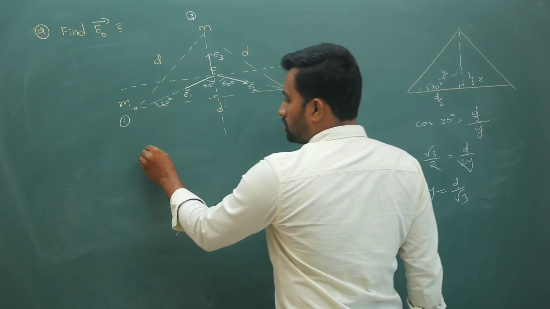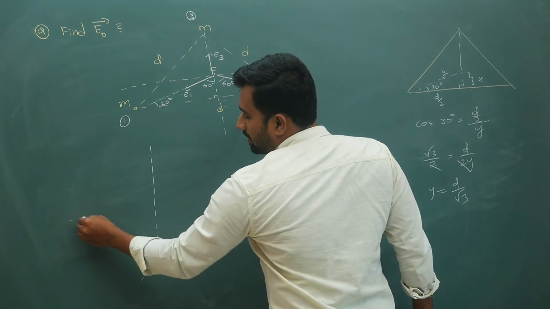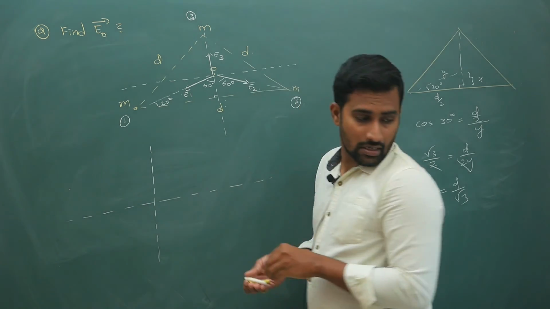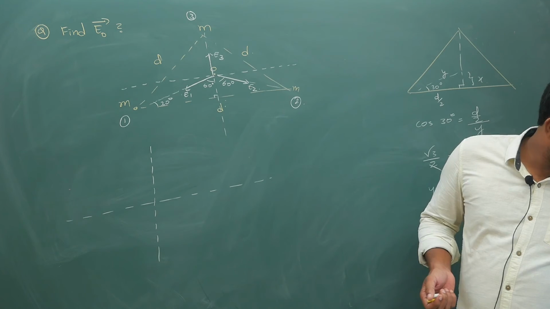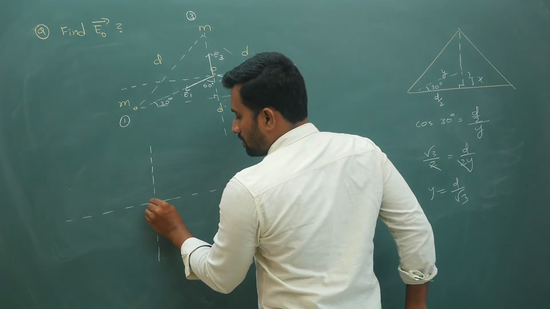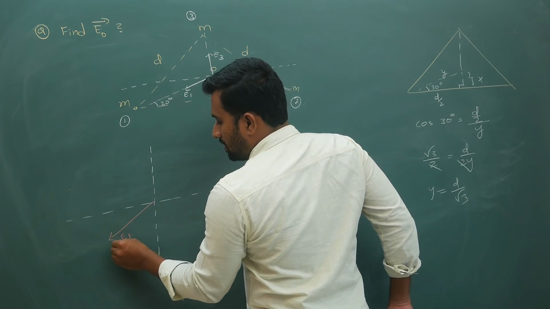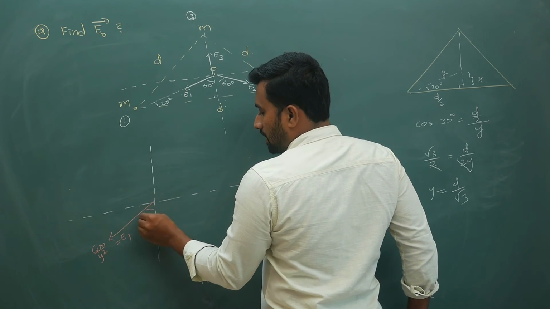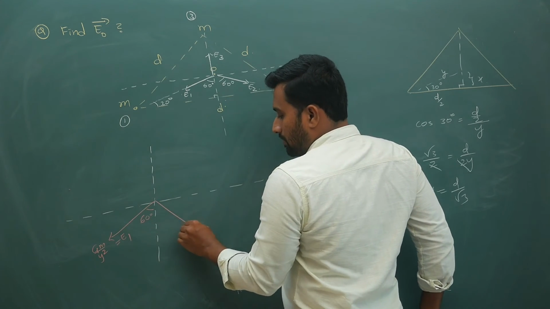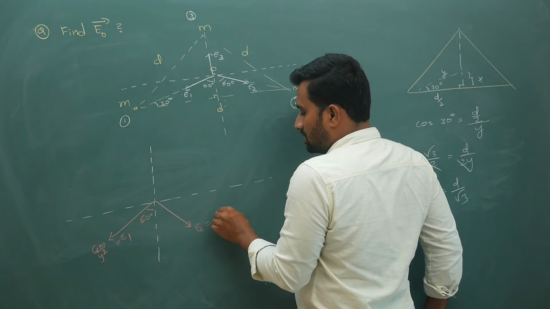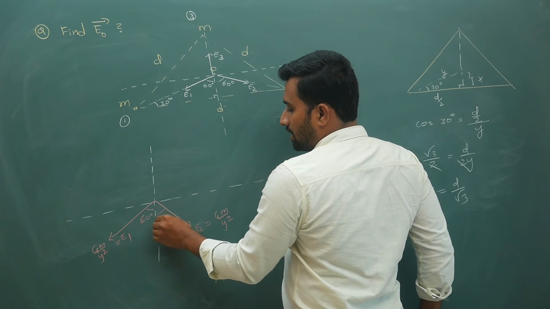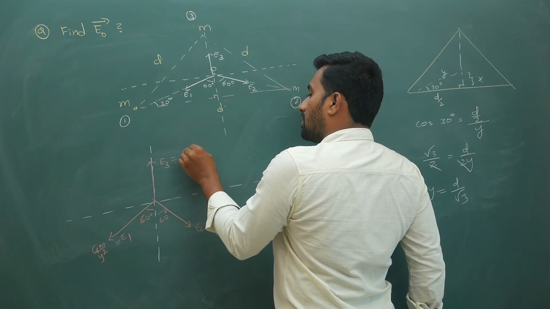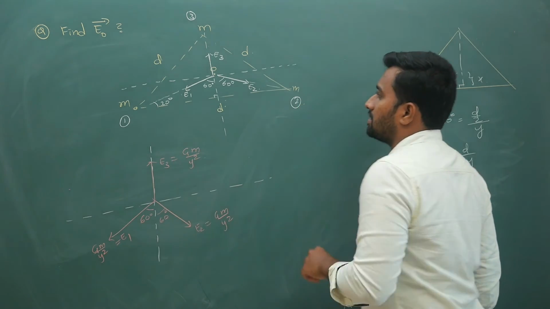So now if you choose your axis, if I try to draw a different diagram, first one: E1 is equal to G times m by y square. This angle is 60 degrees. Because of second, E2 is Gm by y square. This angle is also 60 degrees. Your E3 is also Gm by y square. It is along y axis.